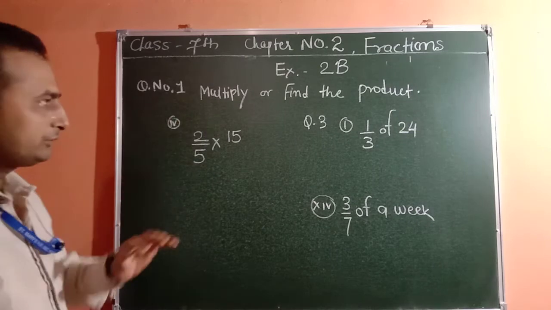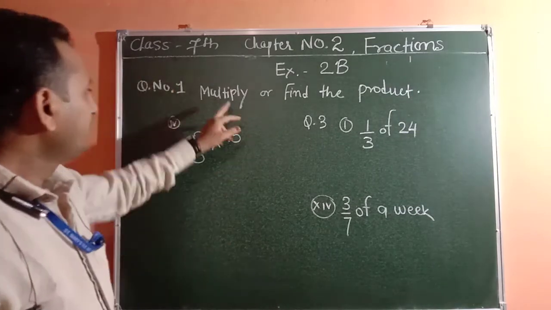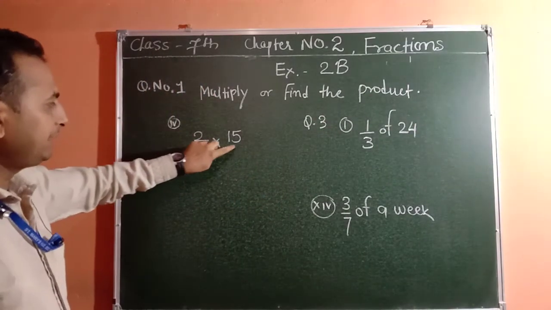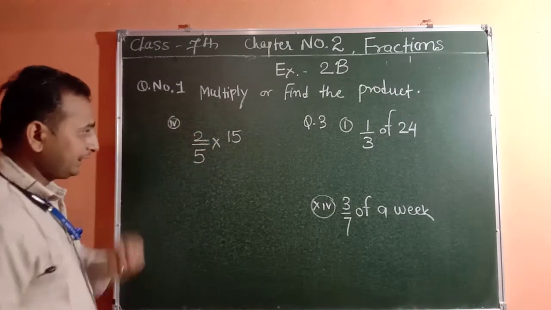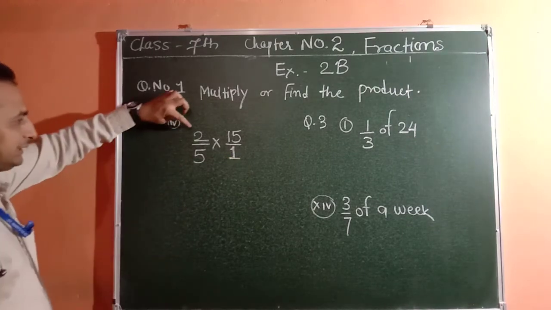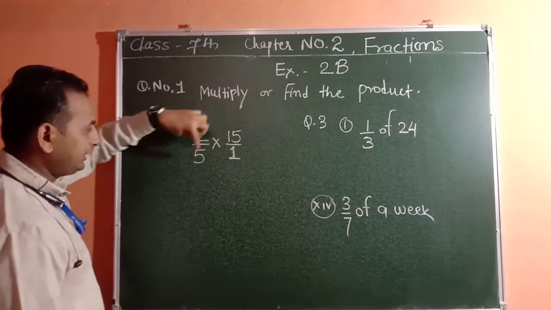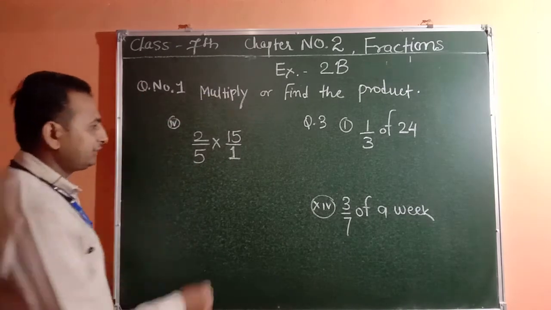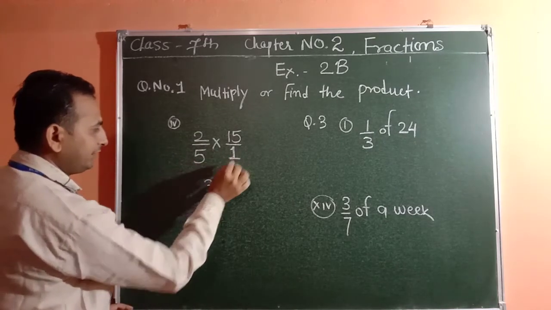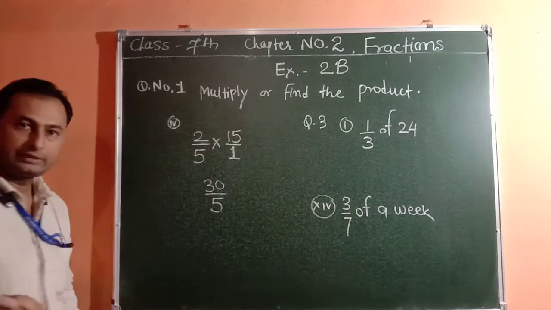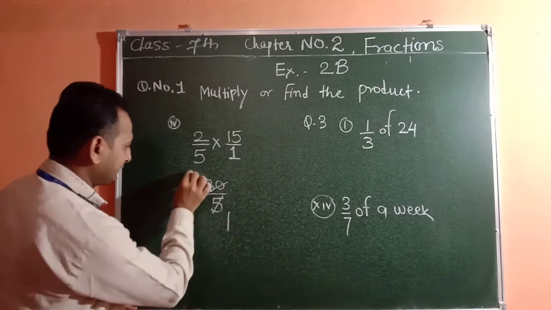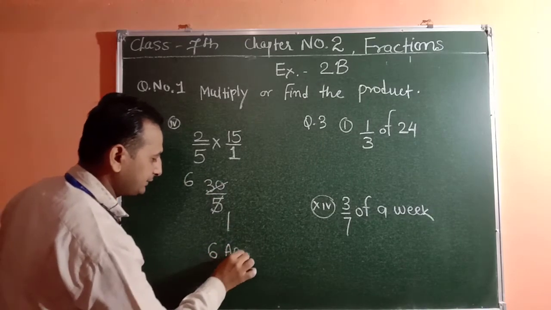Question number 1. All exercise questions are the same: multiply or find the product. The first question is 2 upon 5 multiplied by 15. Multiplied by 15 means 15 upon 1. Then you just multiply numerator to numerator and denominator to denominator. 2 into 15 means 30, and 5 ones are 5. Now 5 sixes are 30, 5 ones are 5. Finally you will get your answer, 6.